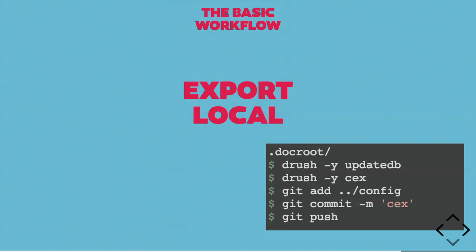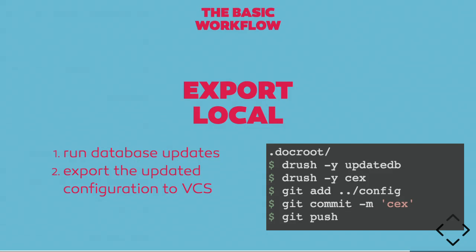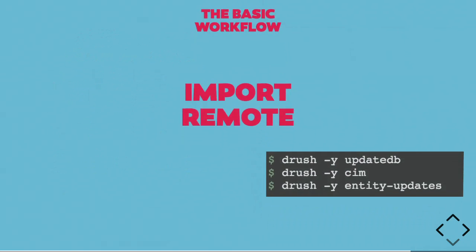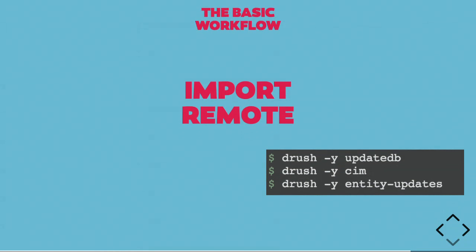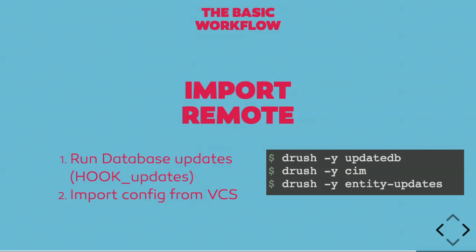If we have a quick look at what to do with Drush in this case, first of all, we need to run the database updates. And then we have to actually export the updated configuration when we are locally. We push this to our version control system. And on the server, we actually want to import this configuration. So we run drush updb, because we need to run the database updates, AKA update hooks. And then we can import the configuration we just happen to have in our version control system. And optionally, we can run the entity updates.